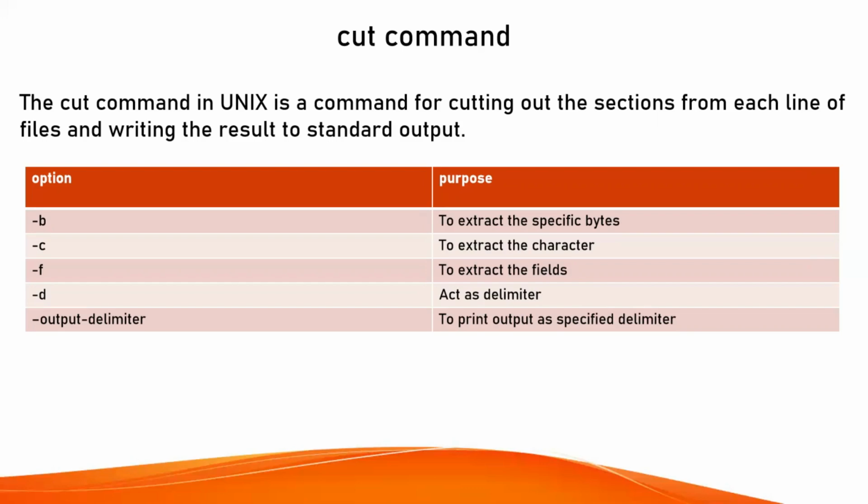-d acts as a delimiter. So suppose you have a file which is separated by the pipe as a delimiter. That's where you use the cut -d option to delimit the file and get the fields from that delimiter. Then --output-delimiter: once you have extracted the fields from the file and now you want to display the output with a delimiter such as space or comma, that's where you use output delimiter. We will go through it in our demo session, don't worry. Let's first focus on what options we have for each command.